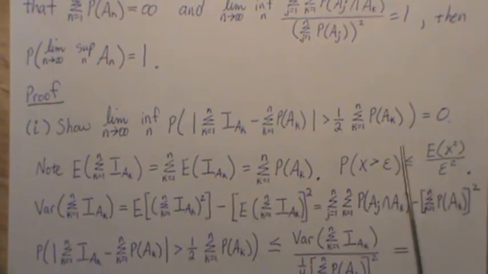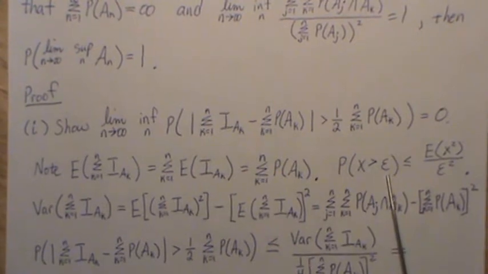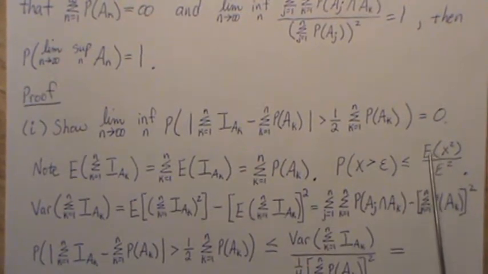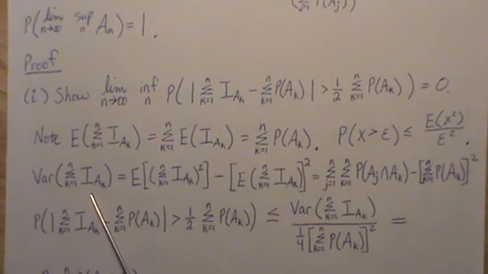Now here, this is Chebyshev's inequality. The probability that X is greater than epsilon is less than or equal to the expected value of X squared divided by epsilon squared. So this is Chebyshev's. We're going to make use of it. Oh, one more note.